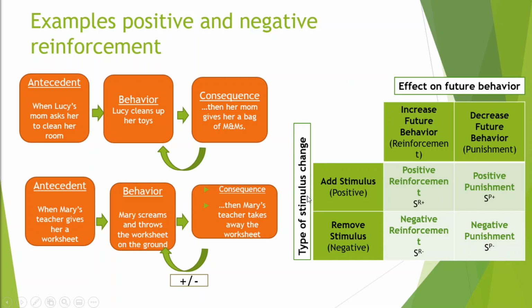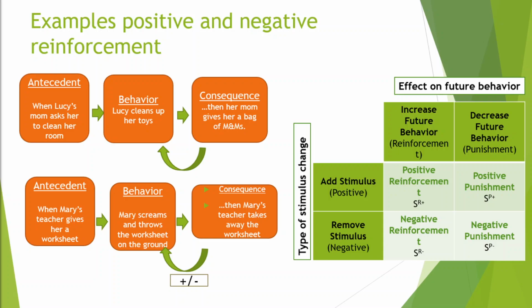So for the next example, I have Mary's teacher gives her a worksheet. The behavior then is Mary screams and throws the worksheet on the ground. As a consequence, Mary's teacher takes away the worksheet. This would be an example of negative reinforcement because Mary is now learning that when she screams and throws the worksheet on the ground, she no longer has to do it because her teacher will take it away.